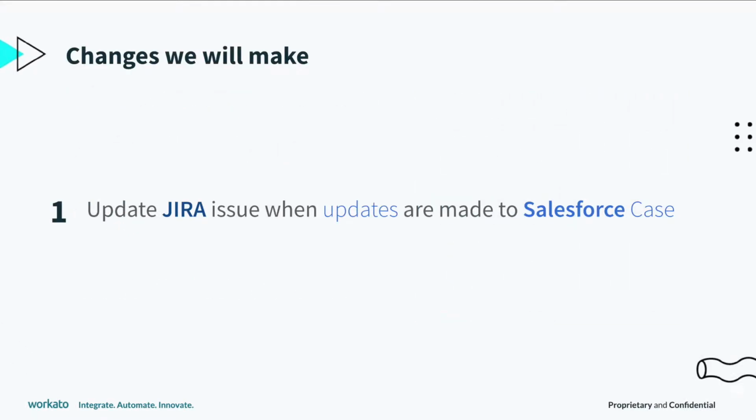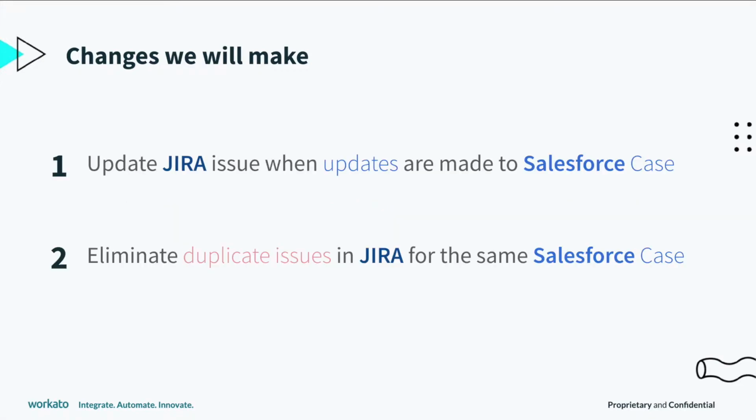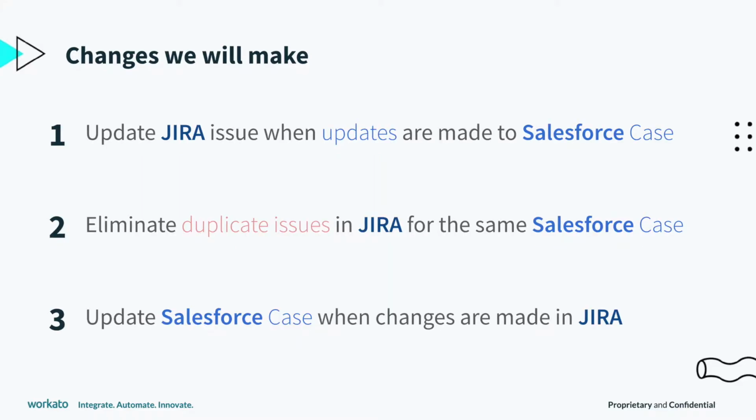In this iteration, we will enhance the automation to ensure we're adding new information to the Jira issue when updates to the case are made in Salesforce, and not creating duplicate issues for the same case. Additionally, we will also create a new automation to update the Salesforce case when changes are made to a Jira issue. This is important as now it's easier for the customer support team to have full visibility into where the engineering team is at with solving an issue, and it gives engineering teams the latest details or updates on a case.